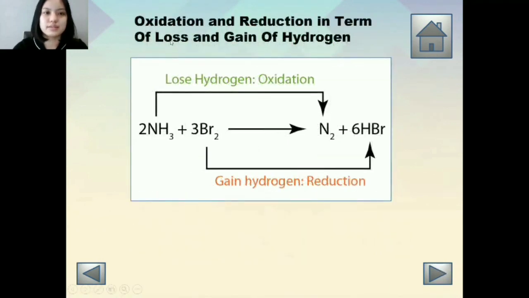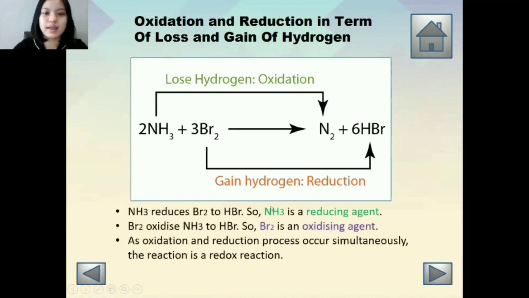This is the example of oxidation and reduction in terms of loss and gain of hydrogen. Here the ammonia loses hydrogen to form nitrogen, which undergoes oxidation, and the bromine gains hydrogen to form the hydrogen bromide, which undergoes reduction. The ammonia is a reducing agent and the bromine is an oxidizing agent.